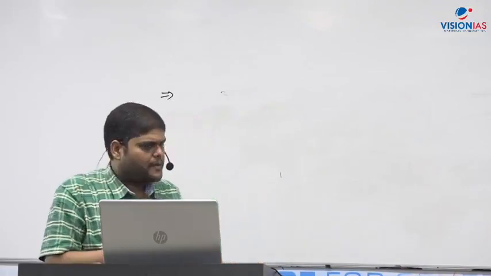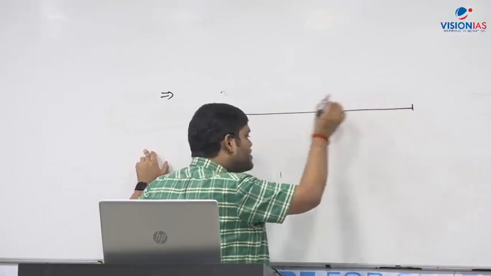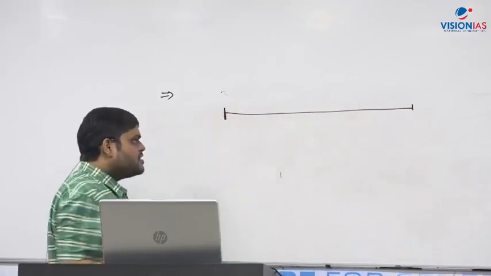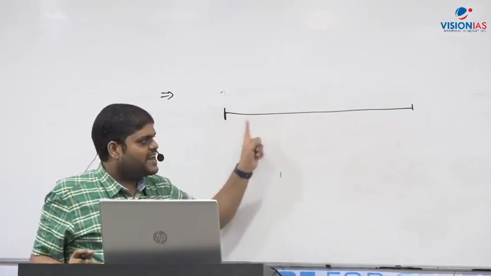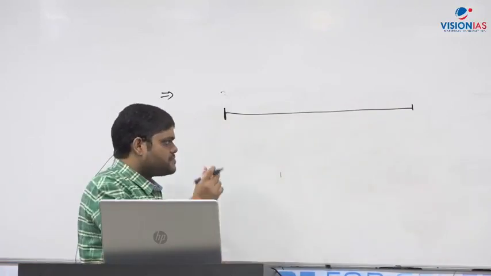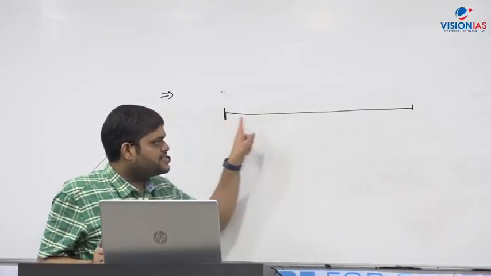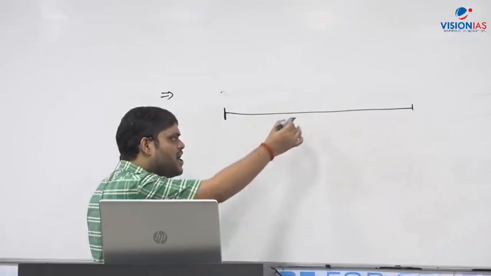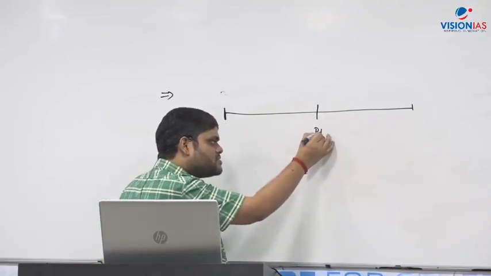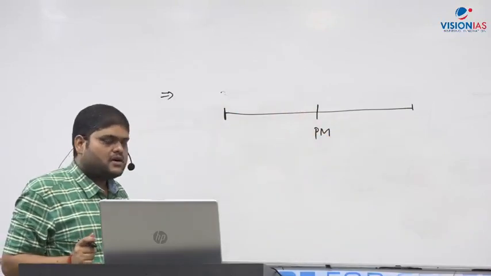Very simple one. See, suppose this line is showing the total marks. This is for understanding purpose. Now, suppose this is passing marks. We don't know. Somewhere here is the passing marks.